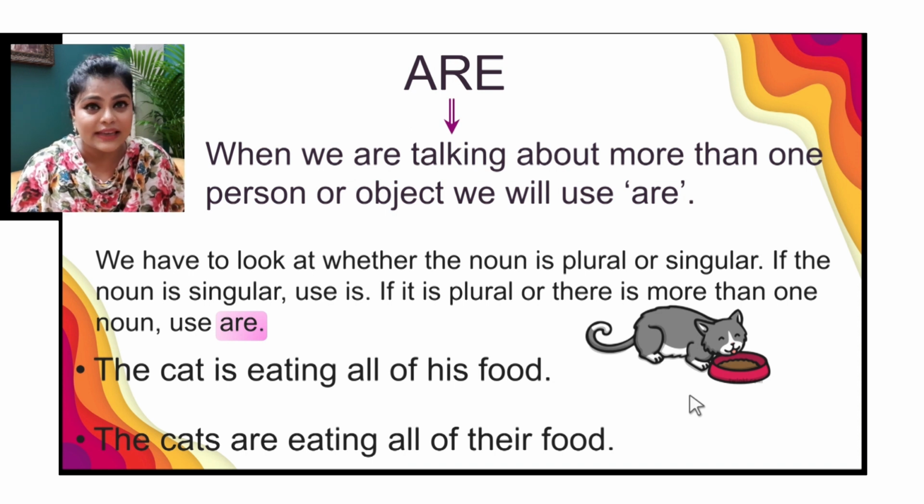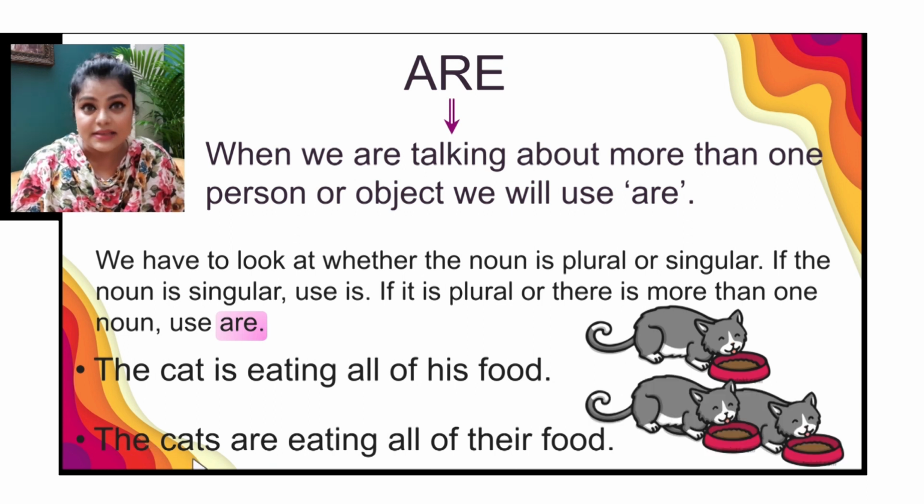Now we're talking about the cat. There is only one cat. That is why we use is. Okay. Now in the second example, the cats. Now we're talking about more than one cat. Now plural. The cats are eating all of their food. Now they are more than one animal. Now the noun here is plural. That is why we have used the word are.